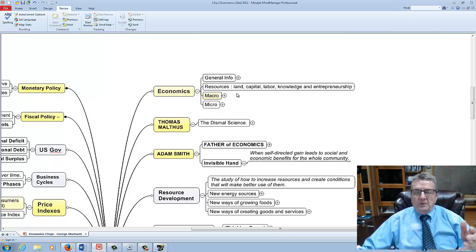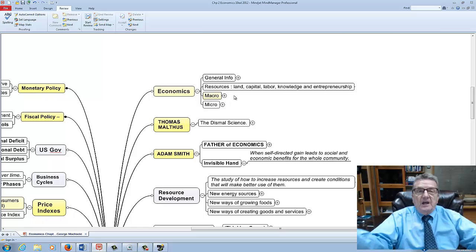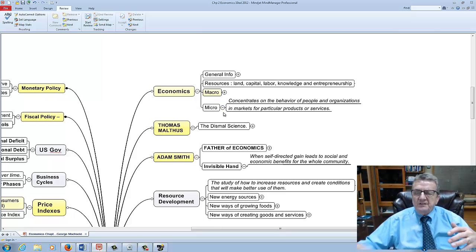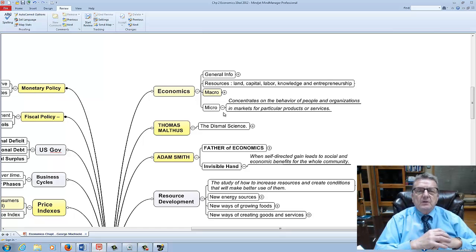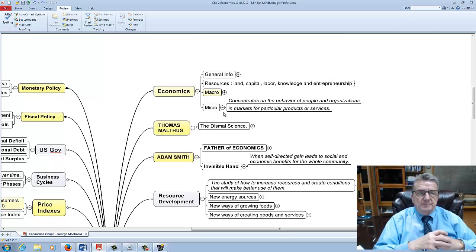So when I'm looking at managing resources, basic information is you have two types of systems: a macro, which looks at nations at a larger picture, and then you have micro. And the micro concentrates on the behavior of people and organizations. So when you're looking at economics, you're looking at how a business, small, medium, or large, utilizes its economic resources. Are they efficient and are they effective?